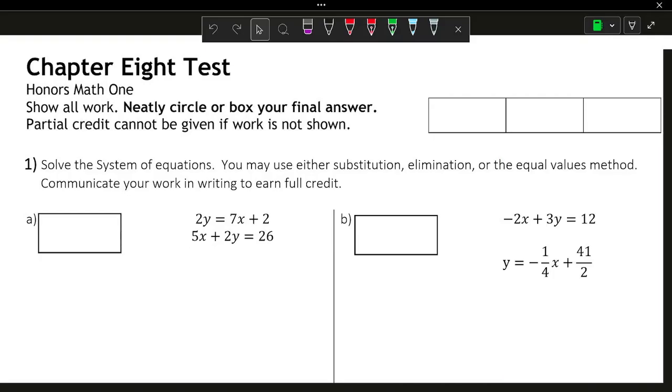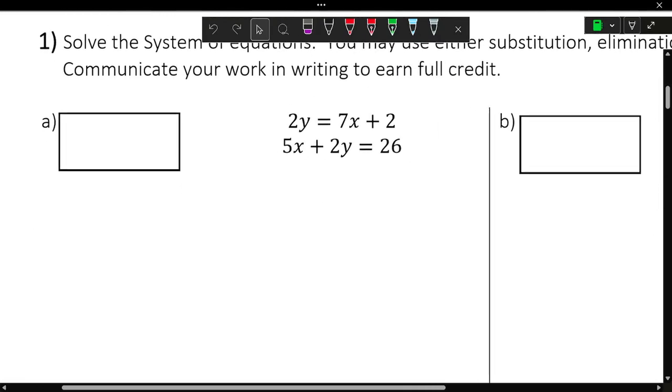The first problem we'll look at is number 1, and it asks us to solve two systems of equations. It says you can use any method that you want, but you're supposed to show your work and communicate what you're doing.